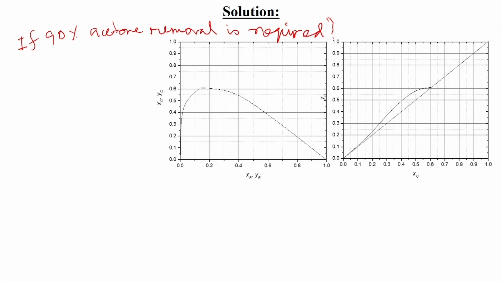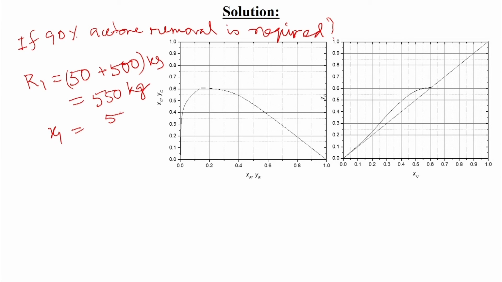So, whatever the R1 is in the beginning, we need to find it: 50 plus 500 kg. So, that is 550 kg. Okay. And the solute concentration in the raffinate, x1, will be 50 by 550. So, that is coming out to be 0.091. Okay.